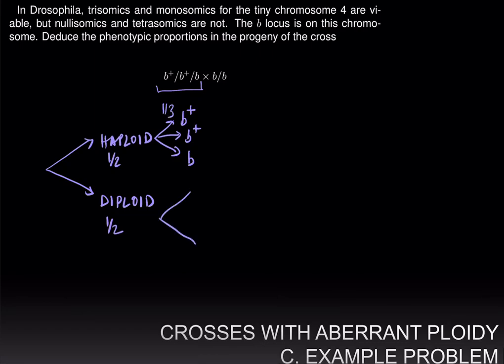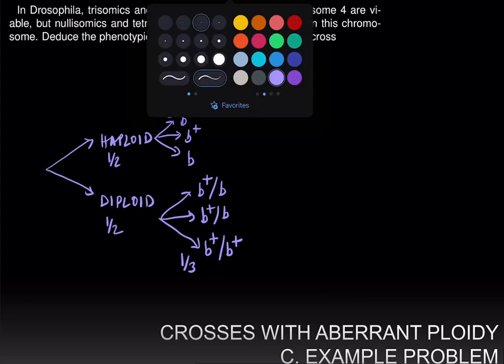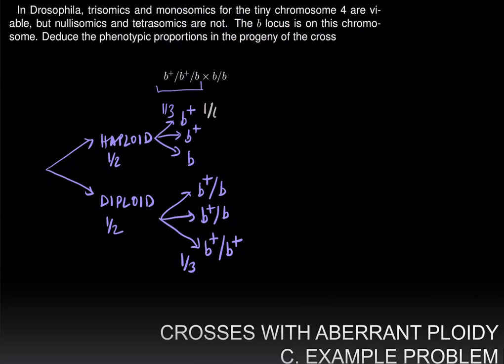And if it's diploid, it could be B plus over B, or B plus over B with the second B plus, or it could be B plus over B plus, all with a probability of a third. And that gives us, with the product rule, a probability of 1/6 for each of these types of gametes.